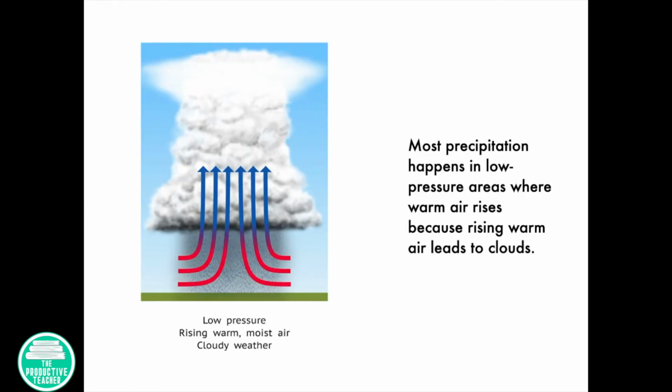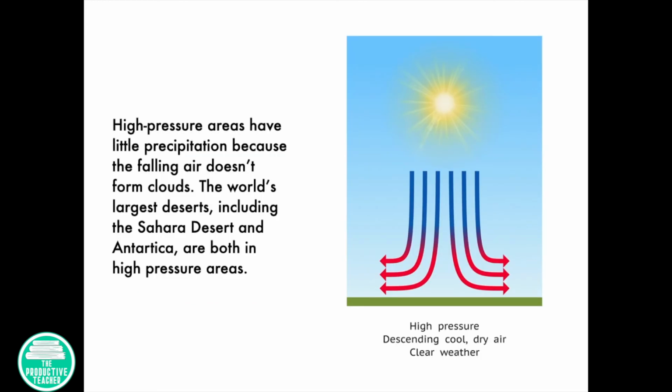Most precipitation happens in low-pressure areas where warm air rises, because rising warm air leads to clouds. High-pressure areas have little precipitation because the falling air doesn't form clouds. The world's largest deserts, including the Sahara Desert and Antarctica, are both in high-pressure areas.